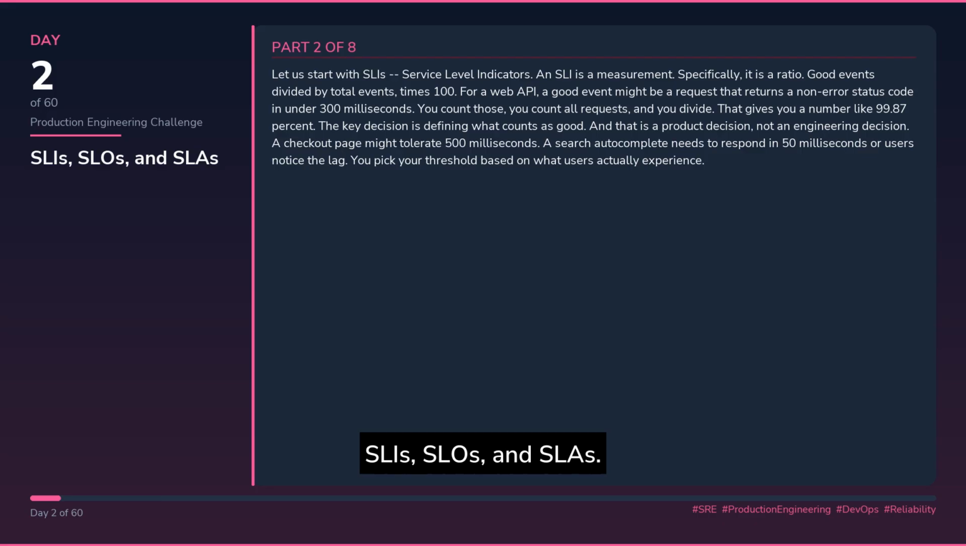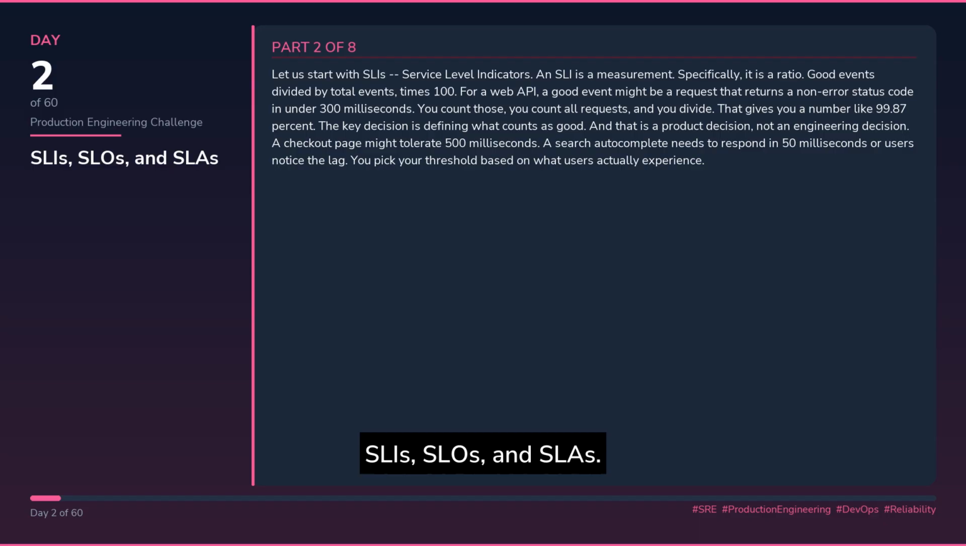The key decision is defining what counts as good. And that is a product decision, not an engineering decision. A checkout page might tolerate 500 milliseconds. A search autocomplete needs to respond in 50 milliseconds or users notice the lag. You pick your threshold based on what users actually experience.